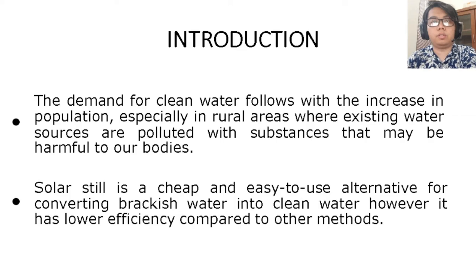We begin with the introduction, which explains the background for this research. The demand for clean water follows the increase in population, especially in rural areas where existing water sources are polluted with substances that may be harmful to our bodies. There have been many solutions to combat this problem, one of them being a cheap and easy to use alternative, which is the solar still. The solar still is used to convert brackish water into clean water. However, this comes with a problem. This method has lower efficiency compared to the others.